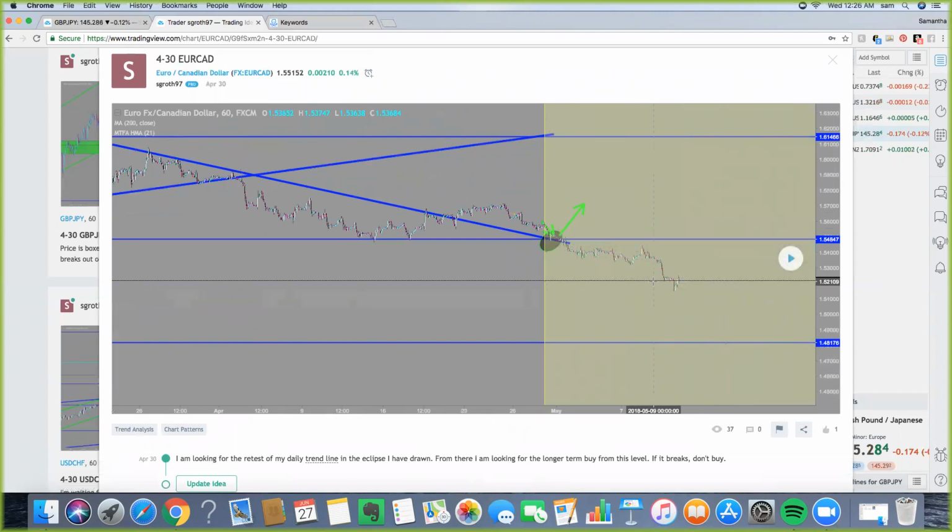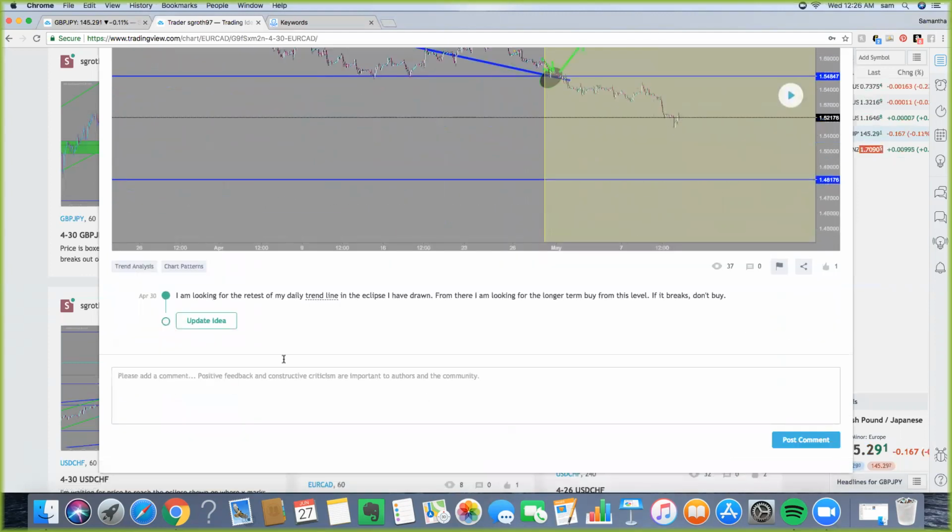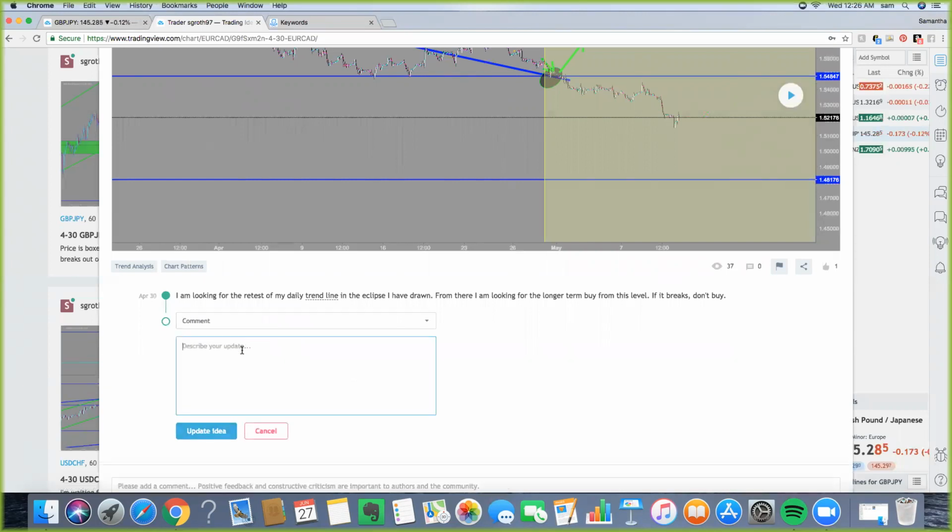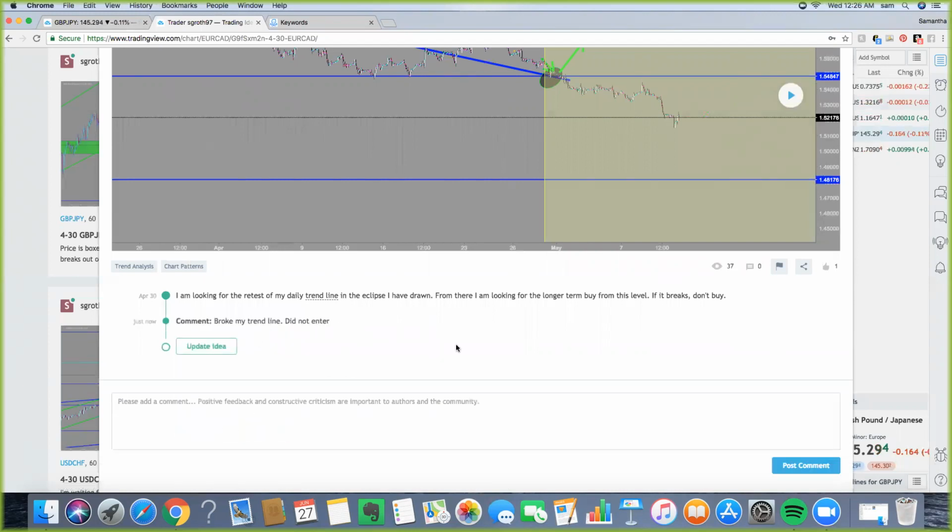But this way, I can see if I won the trade, if I lost the trade, if I even took the trade. And you can hit update down here, add little comments to what happened with your trade, which I definitely recommend that you go in and say, broke my daily. So we can hit update idea. Broke my trend line. Did not enter. So you can update that afterwards, and it'll always be here.